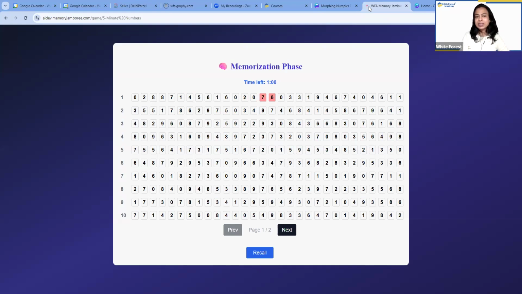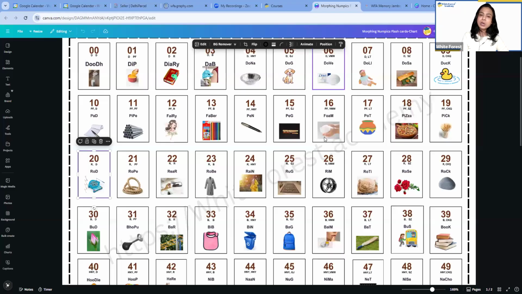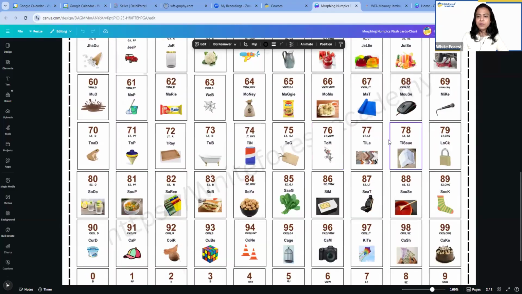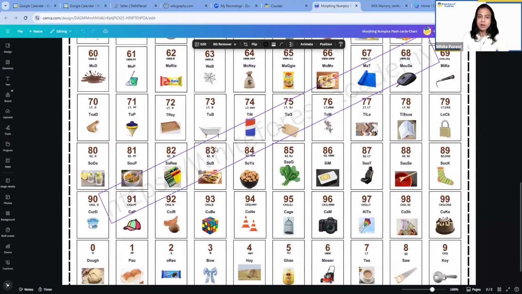Okay. Next one is 7, 6. So it is T and M or T and V. Okay. And what do you have for T and V? T and V is tawa.